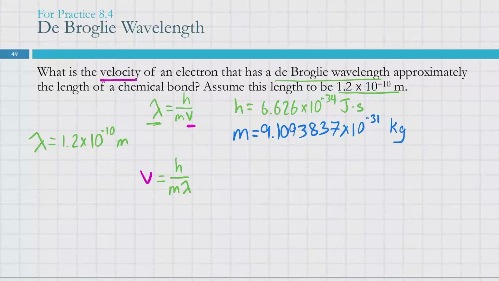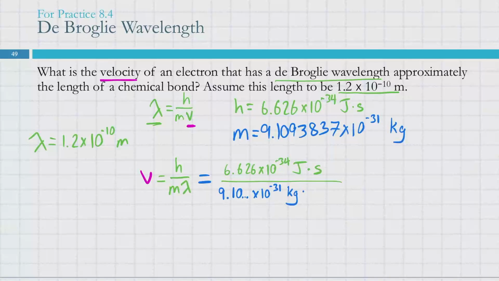And we can start plugging stuff in because we've got everything we need. So our H value goes on top, in joules times seconds, over our M value. I'm going to dot this to save some space, with units of kilograms. And we also have our lambda, our de Broglie wavelength, 1.2 times 10 to the minus 10 meters.